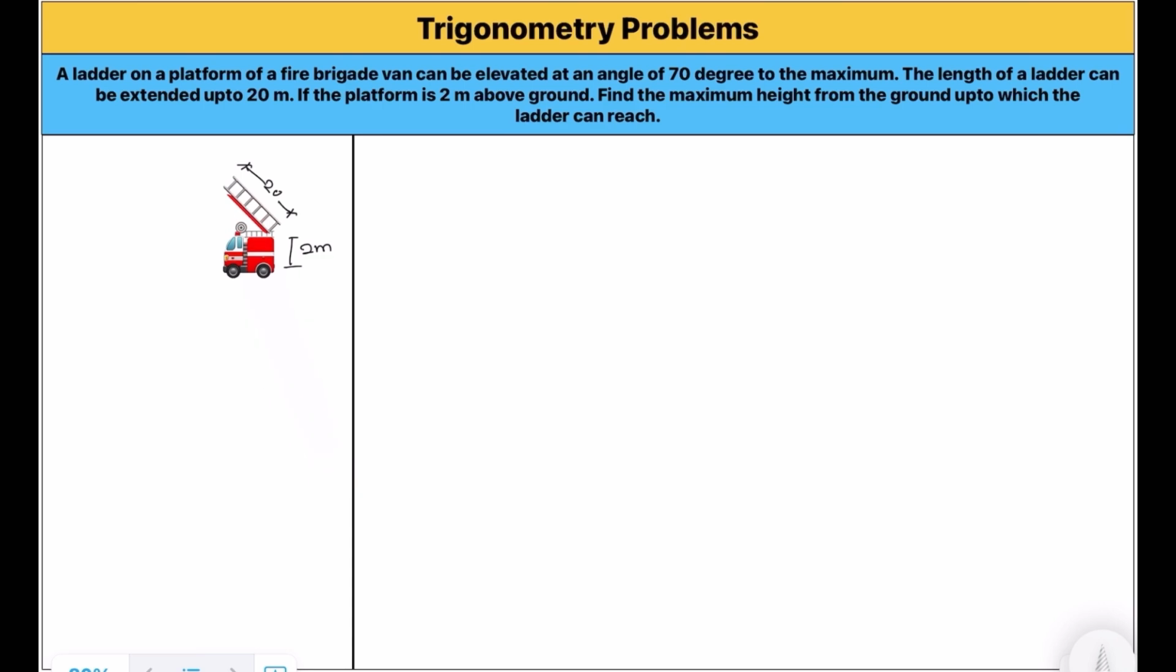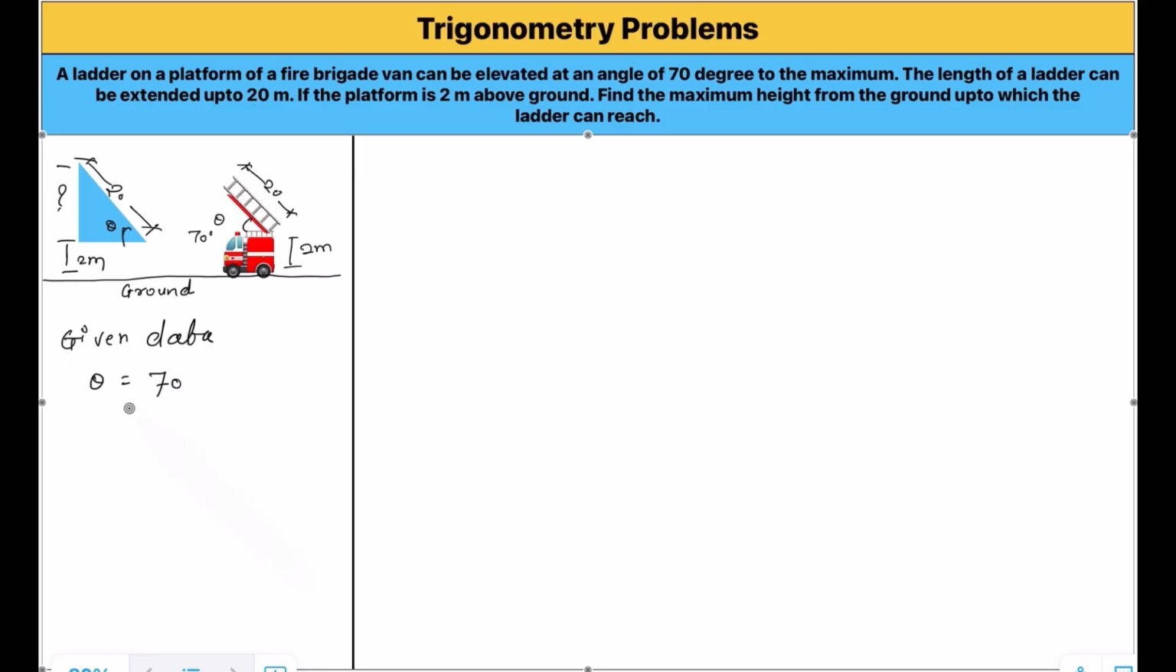Let's call it theta. Let's convert this into a right angle triangle. So this is the right angle triangle in which hypotenuse is 20, theta is 70. We need to calculate the opposite side, and we have been given the height of the vehicle from the ground, 2 meters. So the total length would be 2 meters plus the opposite side. So given data, theta is equal to 70 degrees. Let's name this triangle ABC.